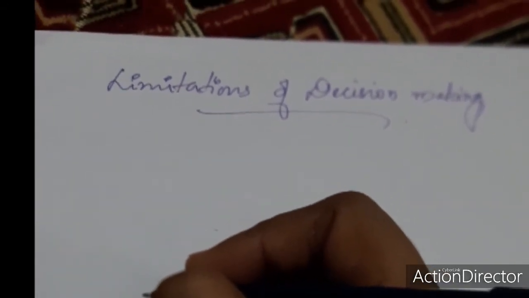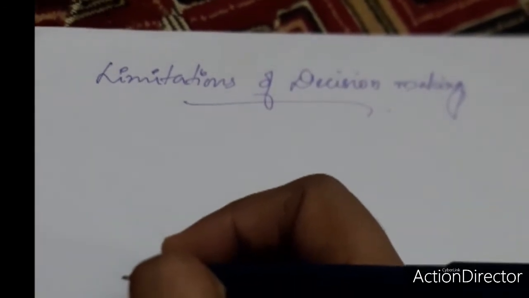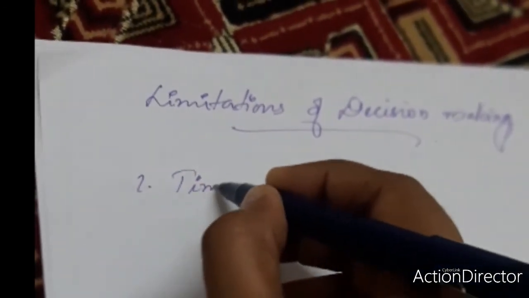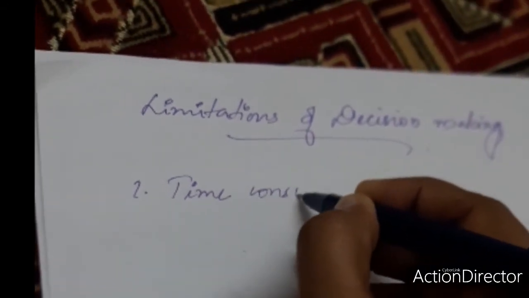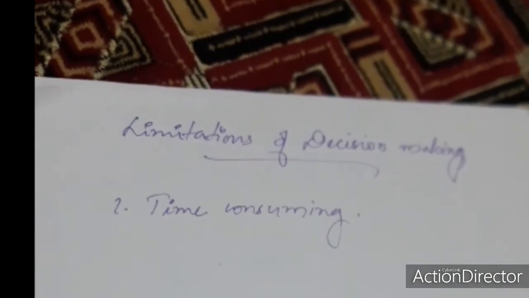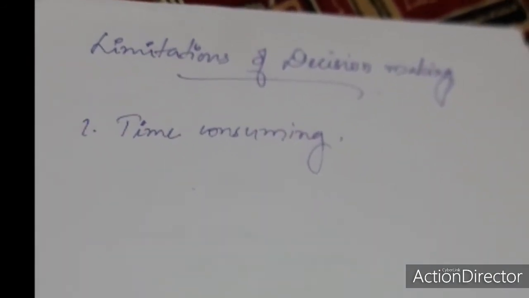Now you're going to study the limitations of decision making. Limitations include, first one, time consuming. That is, when you take a decision, you consume a lot of time.